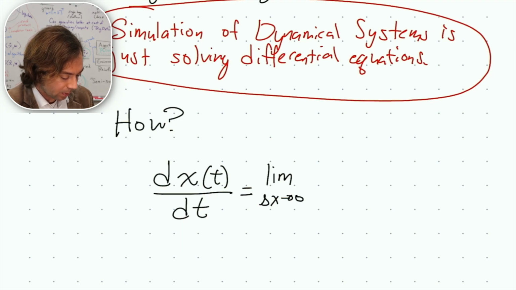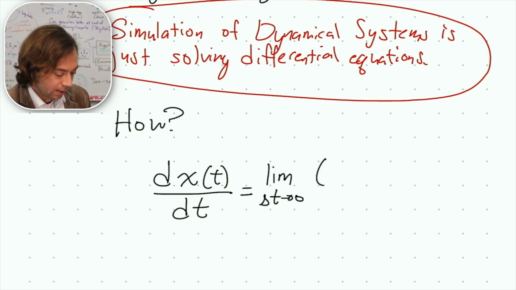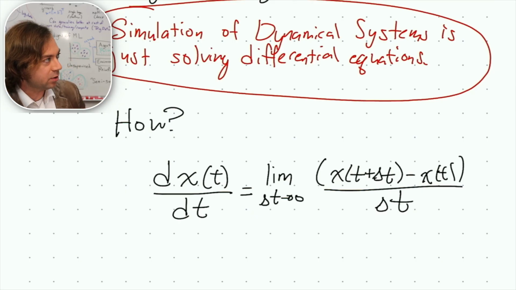Sorry, delta t. I apologize. The limit as delta t goes to 0 of the quantity x of t plus delta t minus x of t, all over delta t. I jumped straight to the math. I shouldn't have done that, right?